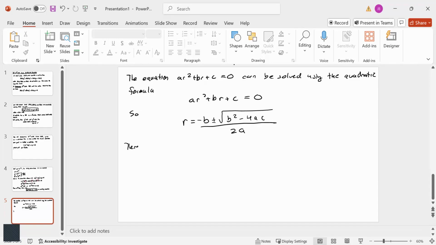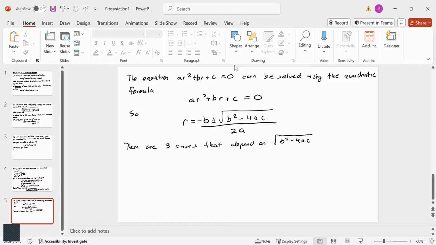So there are three cases that depend on the radical. The radical is the most important part of this formula because, depending on the value inside, it changes what type of solution we have.